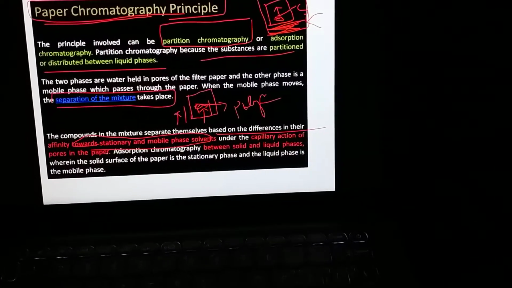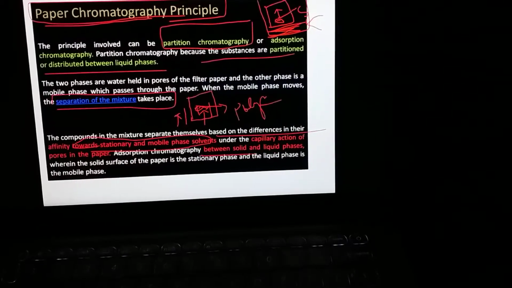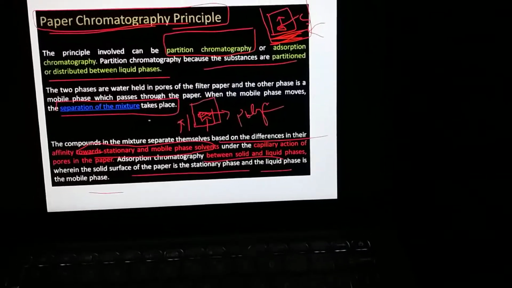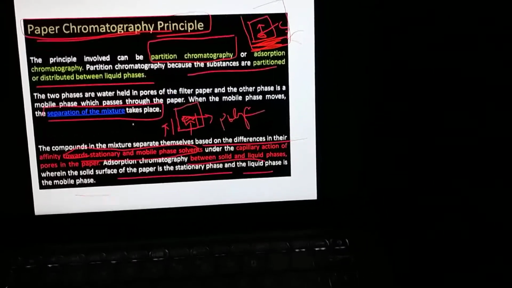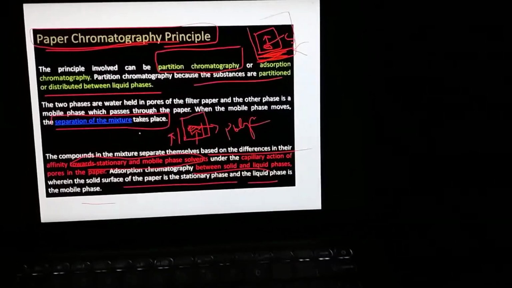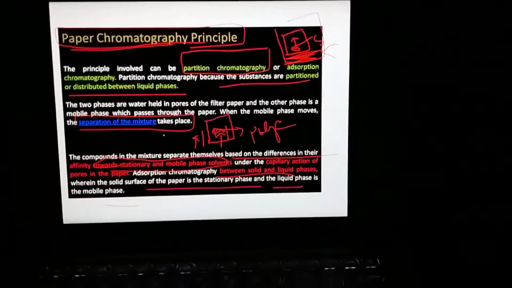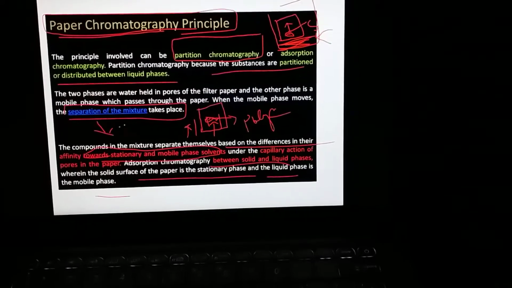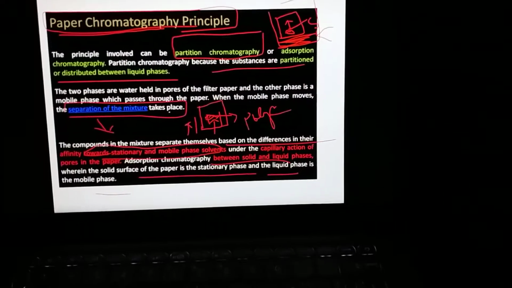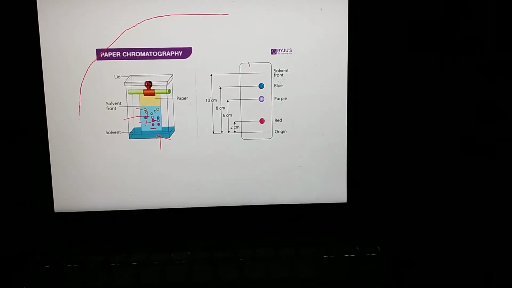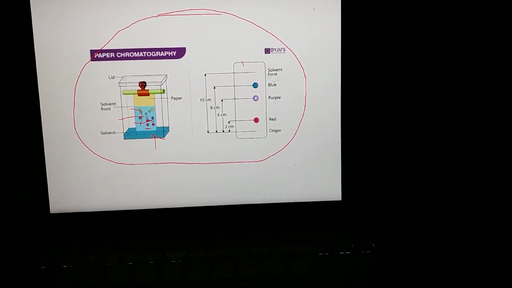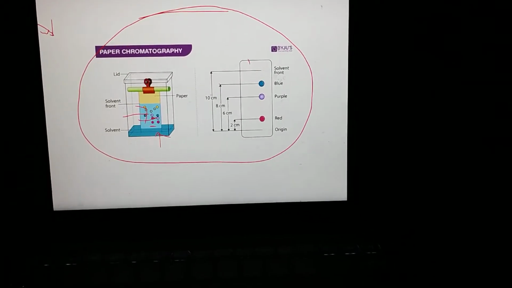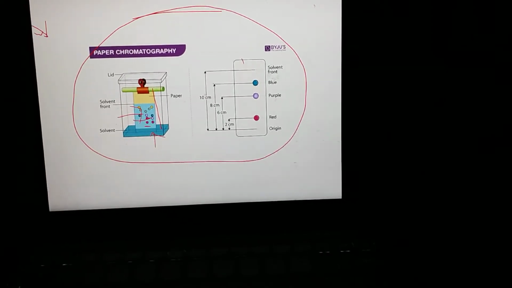Under the capillary action of pores in the paper, it is absorption chromatography between solid and liquid phase, wherein the solid surface of the paper is the stationary phase and the liquid phase is the mobile phase. So some concepts are involved, like the absorption capacity of your component towards the stationary phase. Depending on the interaction, the rate at which your component moves in the paper differs. In this I have drawn a diagram which is taken after completion of your experiment.